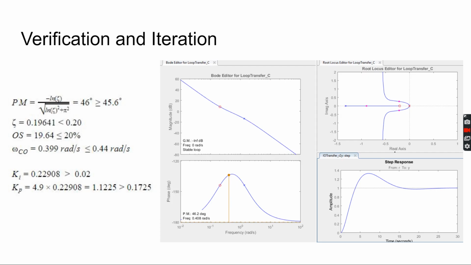We then went to MATLAB SISO tool to verify our system. We have our plots as seen on our right here. We were able to get the phase margin of 46 degrees, a zeta value less than 0.2, our overshoot less than 20%, and our crossover frequency to be less than 0.44 radians per second. So it's all desirable and exactly what we wanted out of the system.